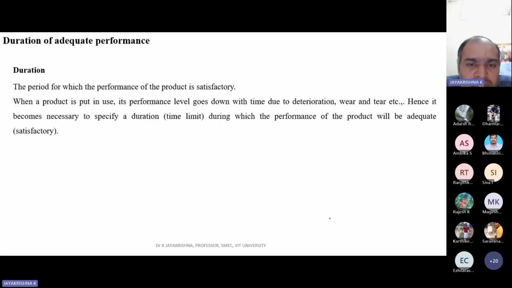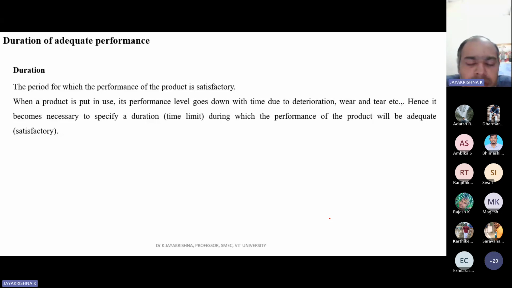Say for example, I can drive my vehicle for 1,000 kilometers in 1 month. If I'm using my bike a lot, in 1 month I should drive 1,000 kilometers. So in that 1,000 kilometers of driving, the tire should not give me any problem. Even though there is going to be some wear and tear, the performance of the tire should not be affected in that 1 month. So that is what we call adequate performance, or duration of adequate performance.